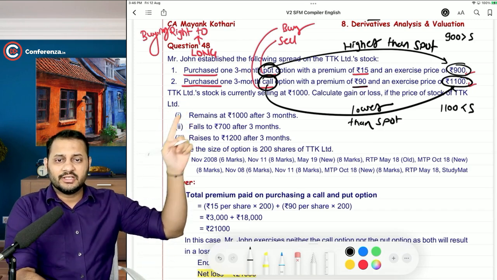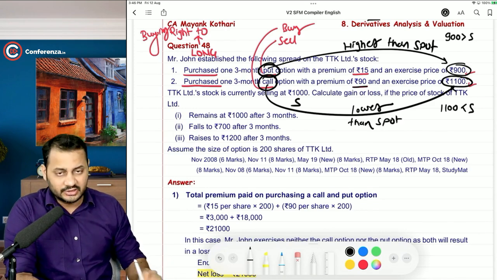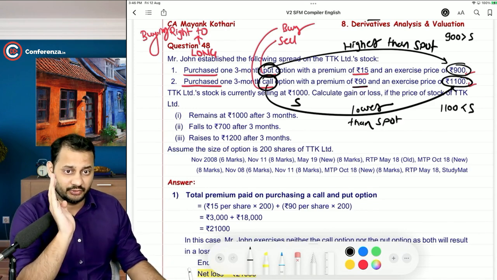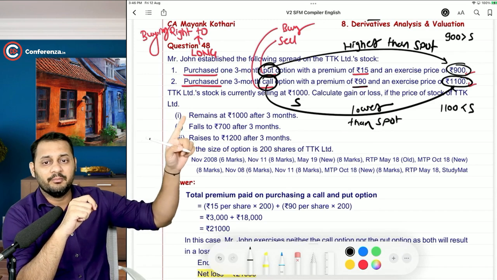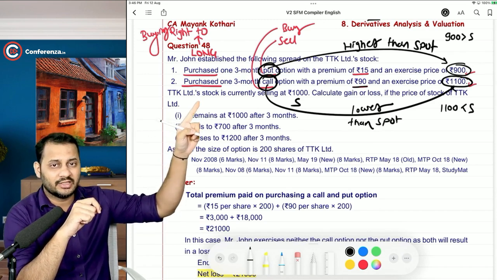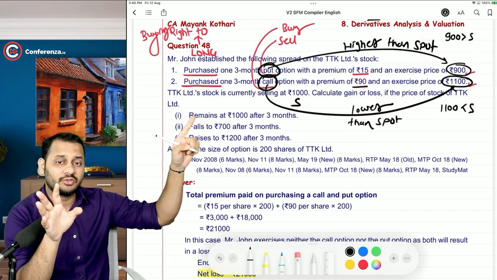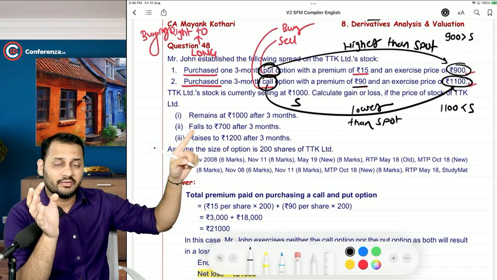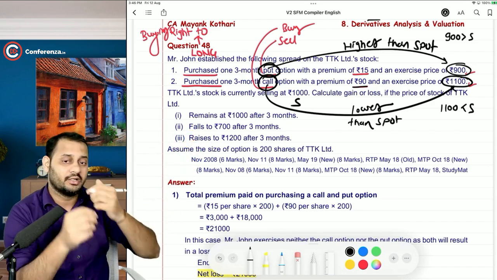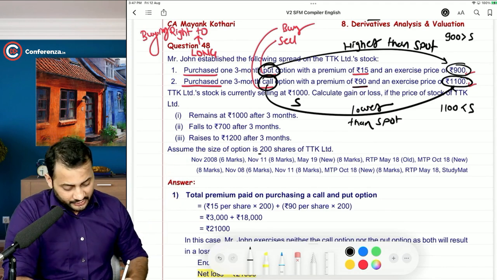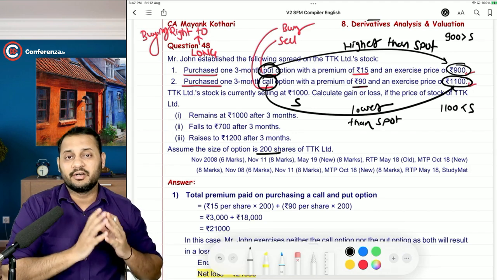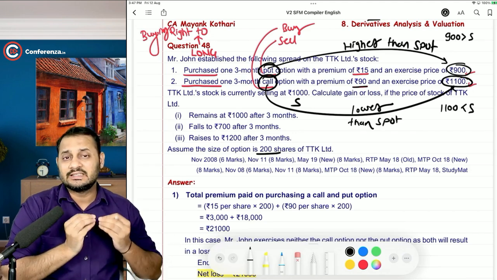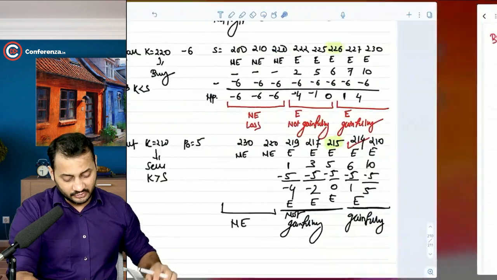TTK Limited stock is currently selling at 1000. This is the spot price today, not after 3 months, today. Calculate the gain or the loss if the price of the stock of TTK Limited remains at 1000 after 3 months, falls to 700, or goes to 1200. Assume the size of the option is 200 shares. It's not just one share on which you have made a contract. It's 200 shares. And the question is very simple, sir. Very simple in all the three cases.